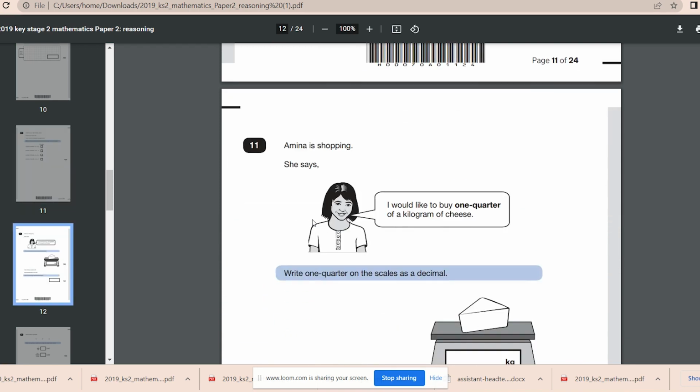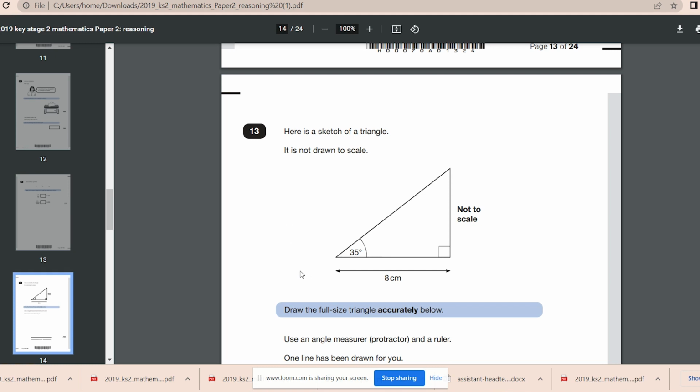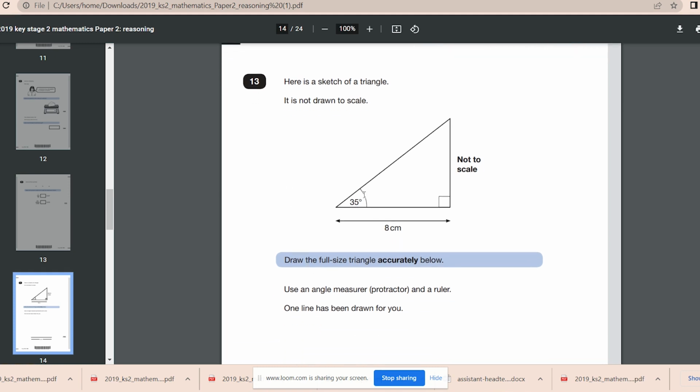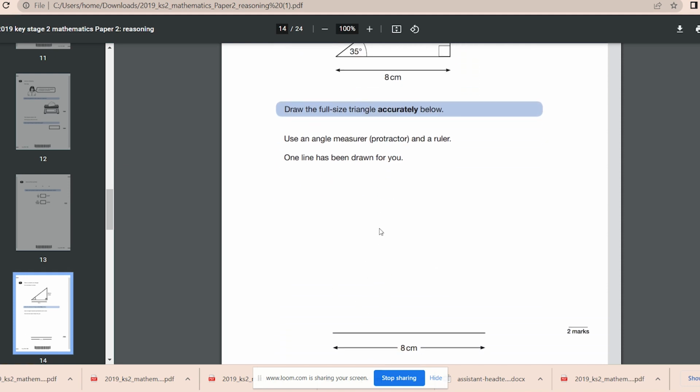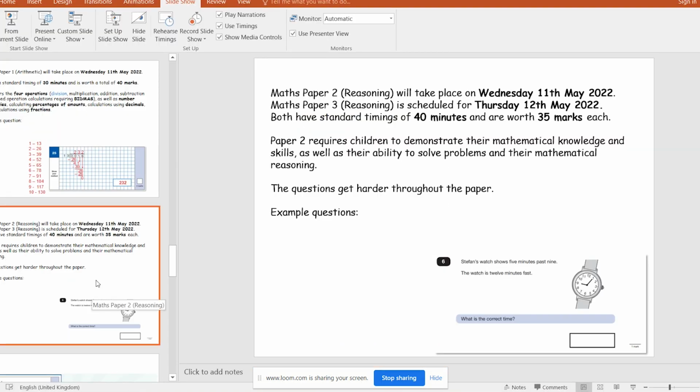So that's the first reasoning paper. This is a question that they would be required to use their protractor for by measuring accurately this angle of 35 degrees and then drawing the shape to scale underneath. The line of 8 centimeters has already been drawn for them. So yeah, you can see the variety of different questions. Now, interestingly, if they score high on that first paper, they get about 35 marks. They'll only really need about 12 marks from the other 2 reasoning papers. But for some children, even that is a difficulty because of the variety of different questions.